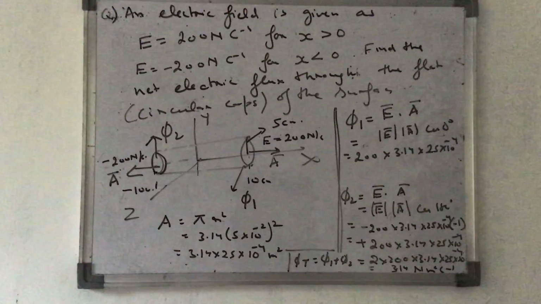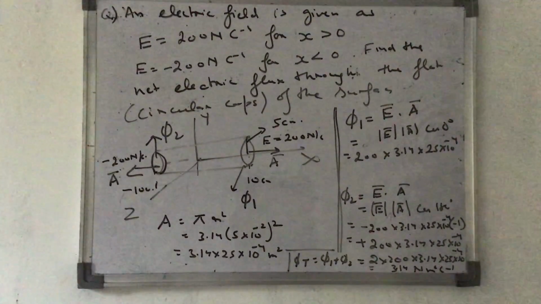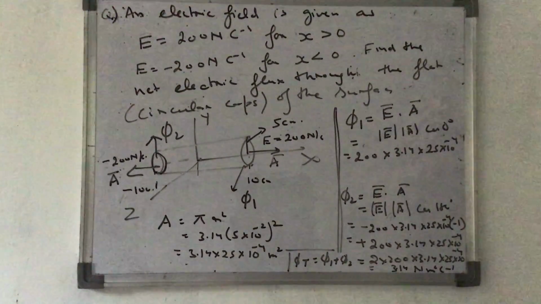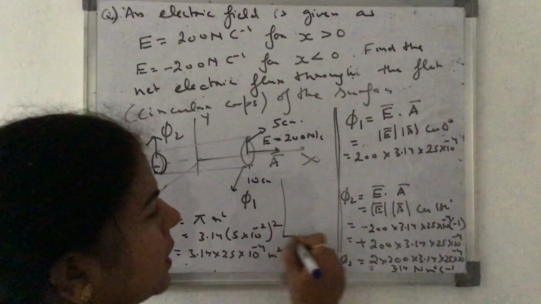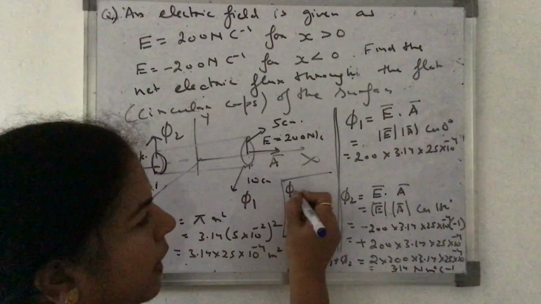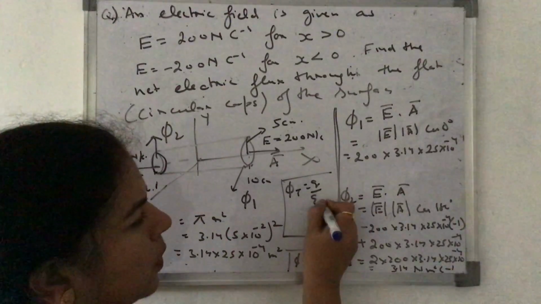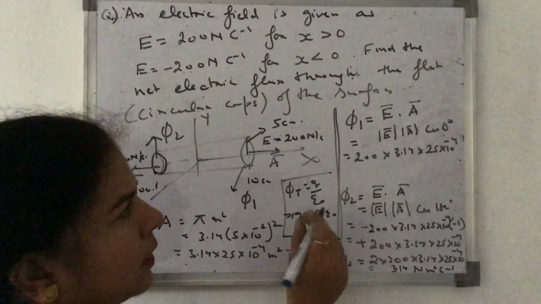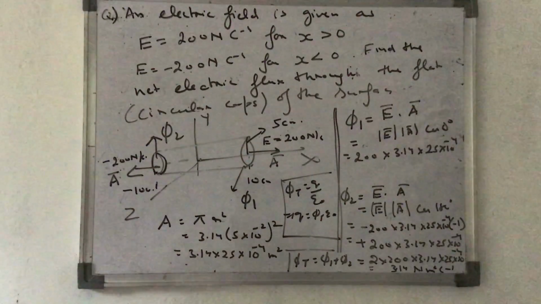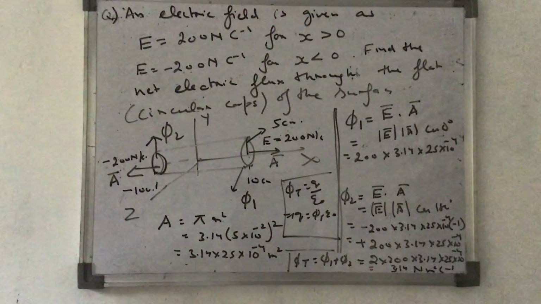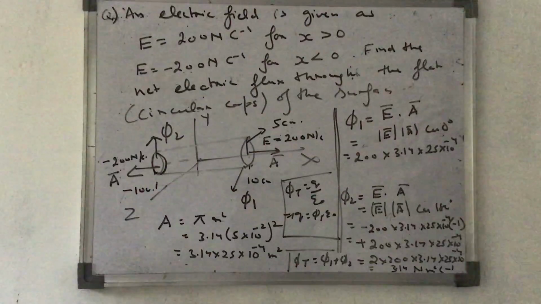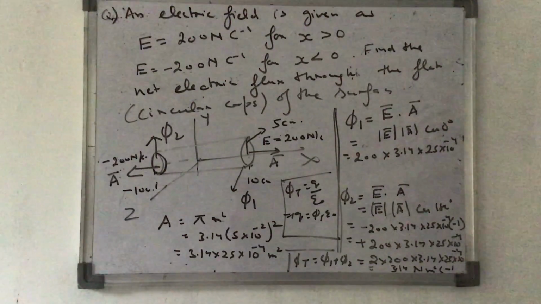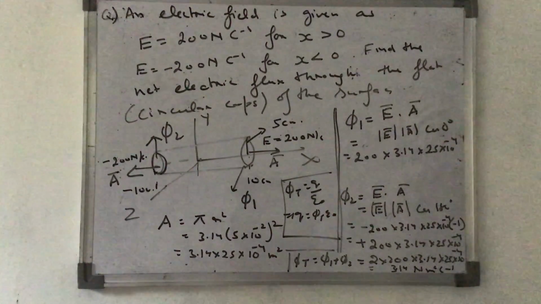Now, will any charge be enclosed inside it? It is an optional thing which I am asking. Yes, charge will be enclosed inside it. And what is the total charge which will be enclosed? Phi total is equal to Q by epsilon naught. So Q will be equal to phi total into epsilon naught. The charge, although it is not asking the question, but otherwise I am telling you charge will be enclosed inside it, because the total flux here is not equal to 0.